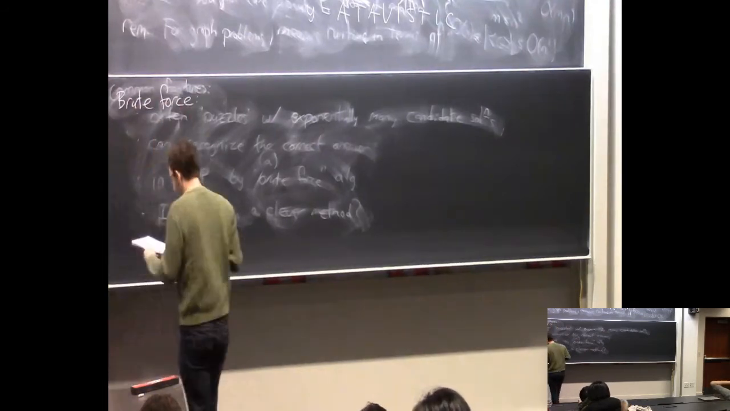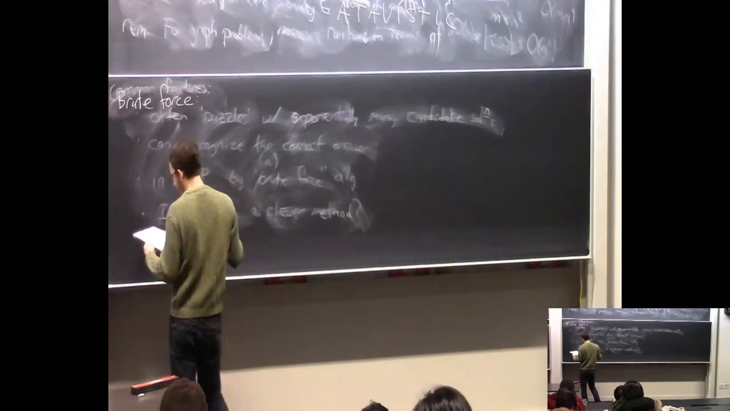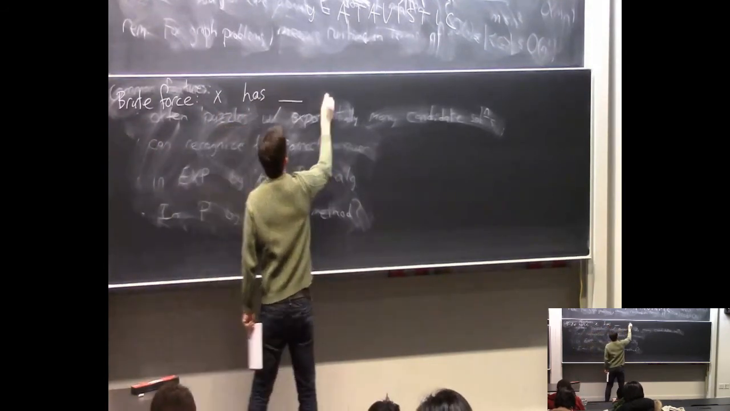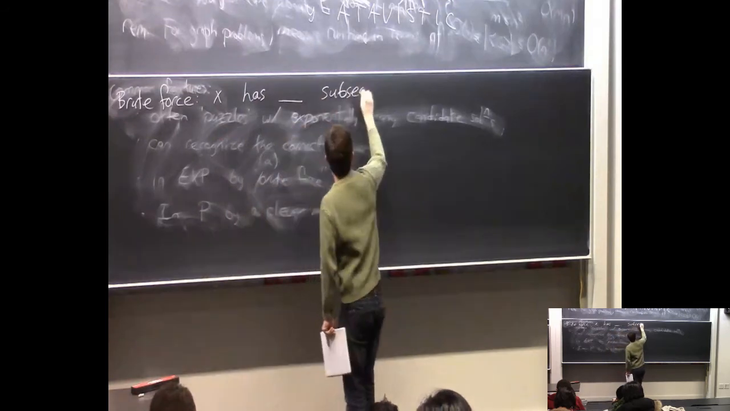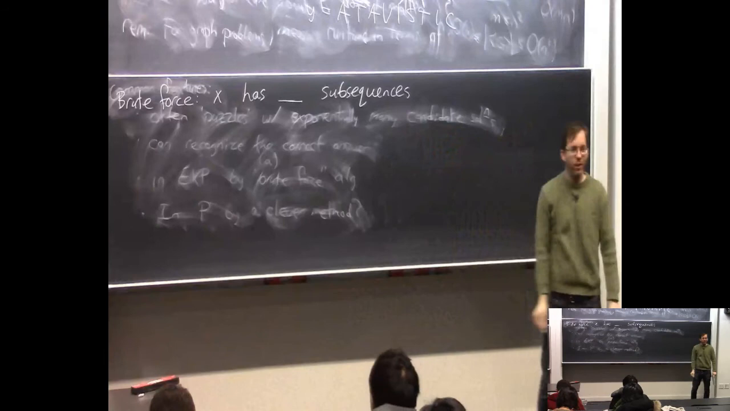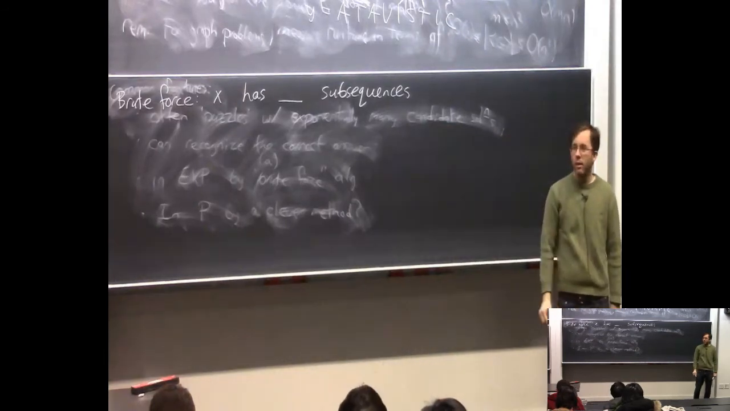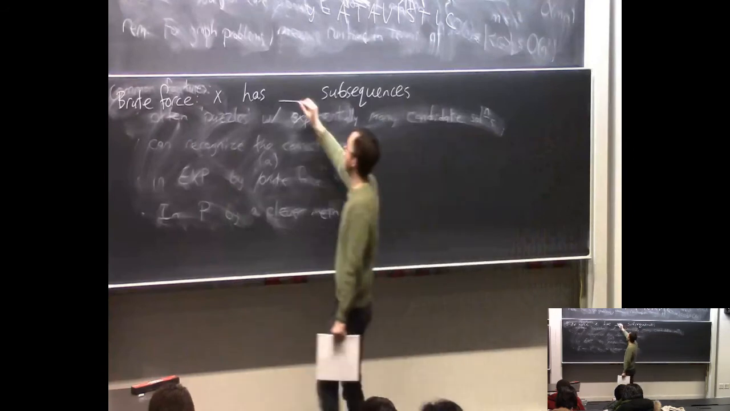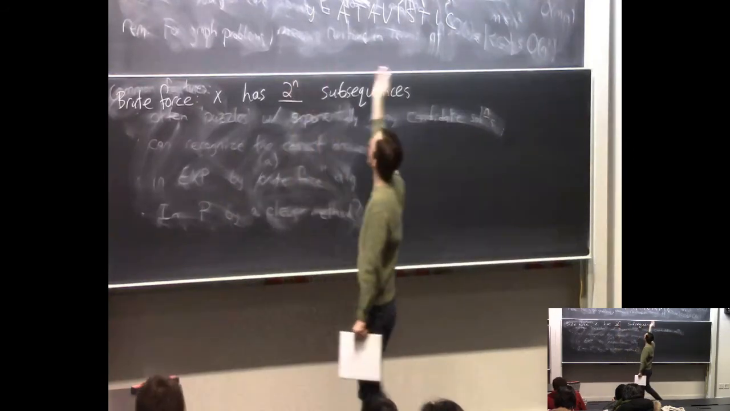OK, so the number of subsequences, let's say, of x is how many? Can somebody say it out loud? Not n squared. 2 to the n, yes. It has 2 to the n subsequences. Basically, you can choose any subset of letters of x, and that is a subsequence.